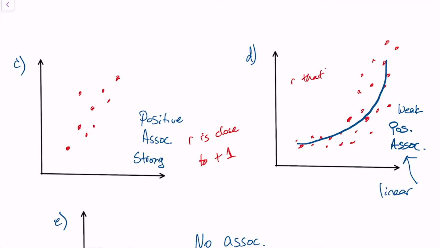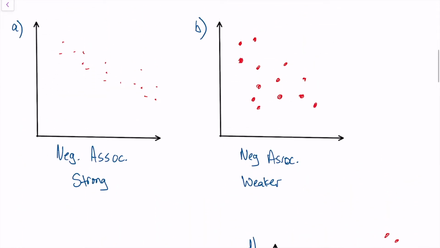And whereas something like D would have an R that's somewhere between 0.3 and 0.7, I would say. Why is that? That's because we have positive association there, but it's weaker than what we see in part C. And we can make similar analogies for part A. Graph A would have an R value close to -1, because that's a strong negative association there. And in this one, we have an R between -0.3, let's say, and -0.7. Actually, let's go in actual correct order here.